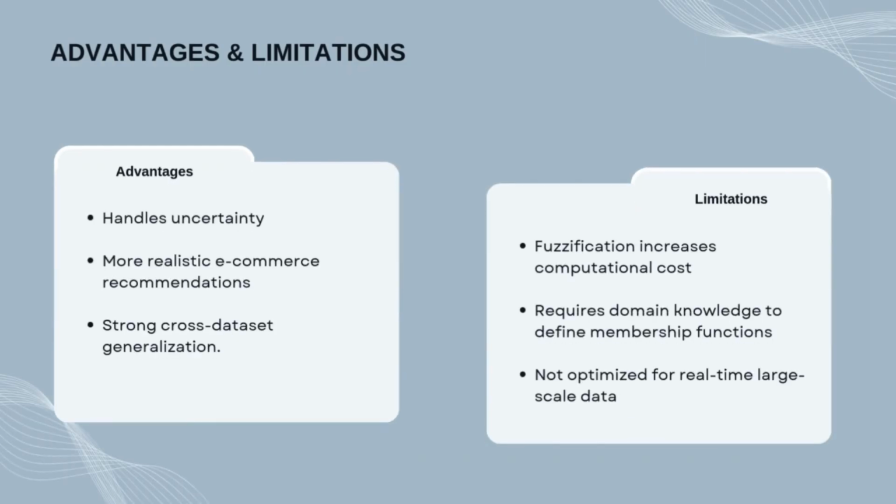In terms of advantages, this approach handles uncertainty, produces more realistic recommendation insights, and performs well across multiple datasets. However, fuzzification does increase computational costs, and it does require domain knowledge to define the membership functions. And it's still not optimized for real-time, large-scale environments like MapReduce.